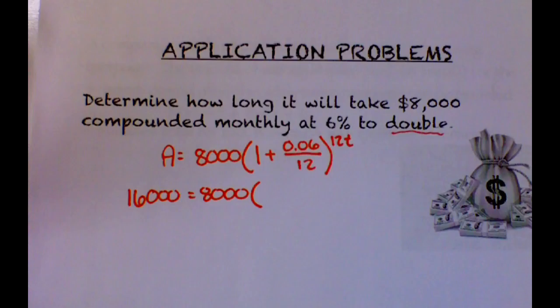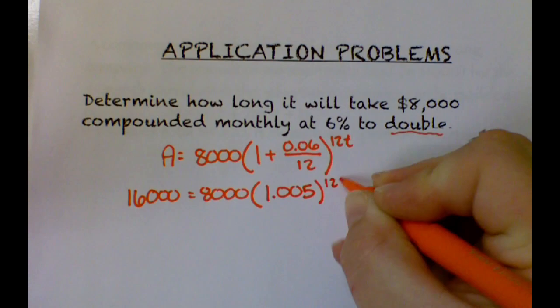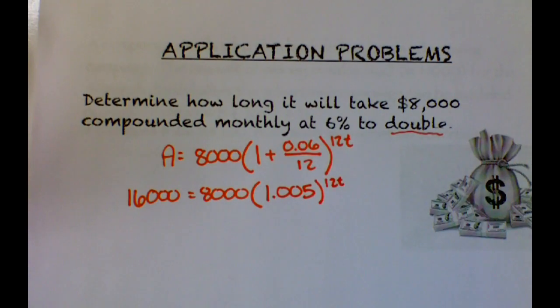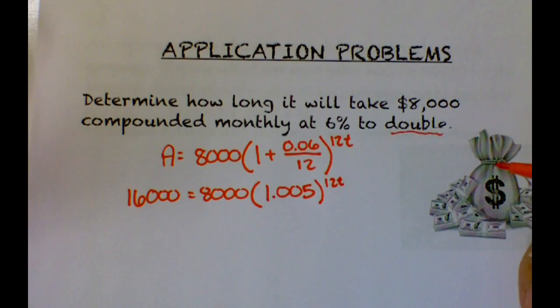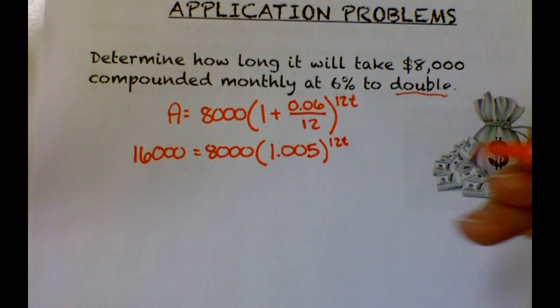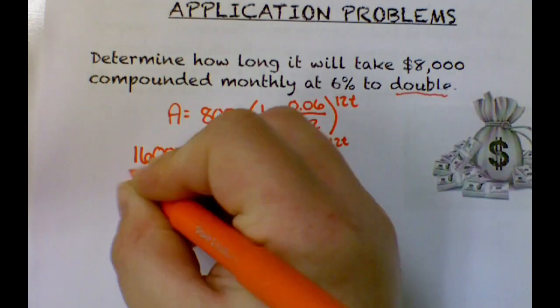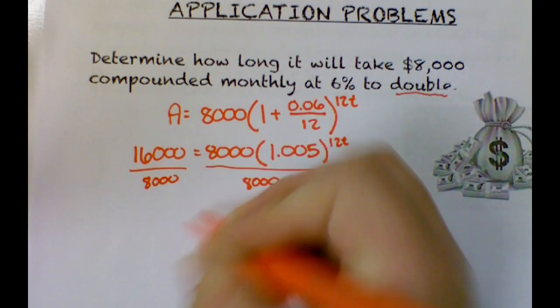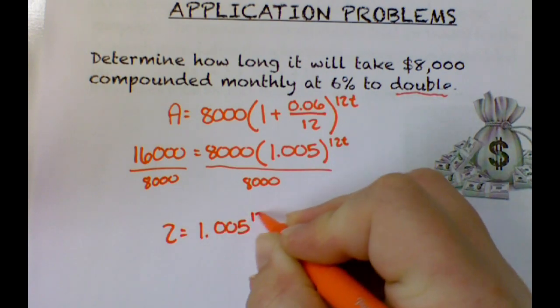And I can figure out 1 plus 0.06 over 12. That is 1.005. That just makes my life a little easier. Still to the 12t power. Well, to get a variable out of the exponent, I have to use a logarithm. So we're going to first isolate the exponent part by dividing by 8,000. So I get 2 equals 1.005 to the 12t power.